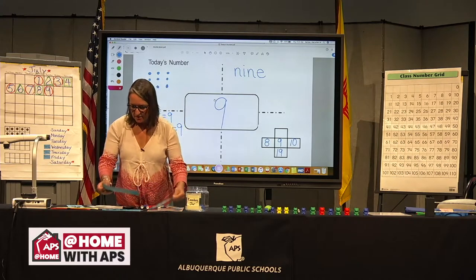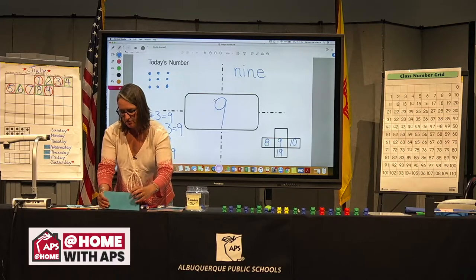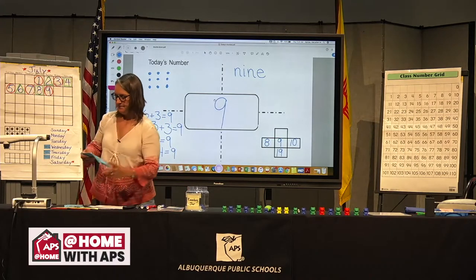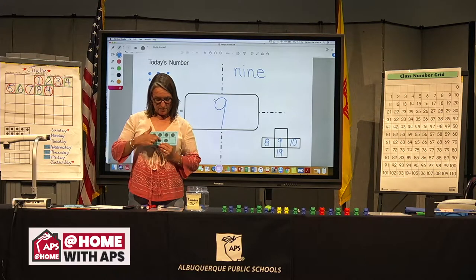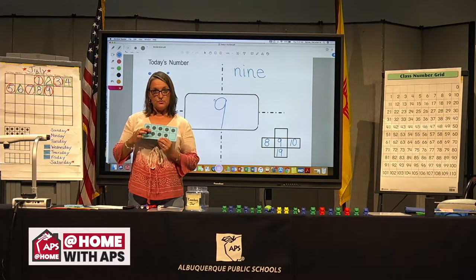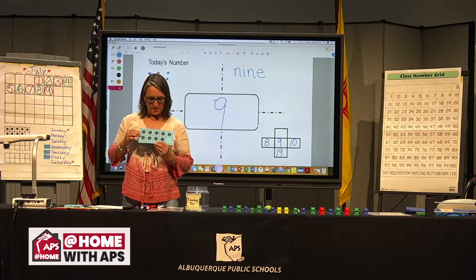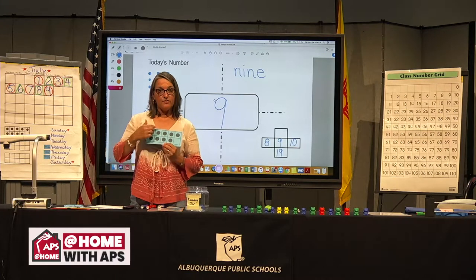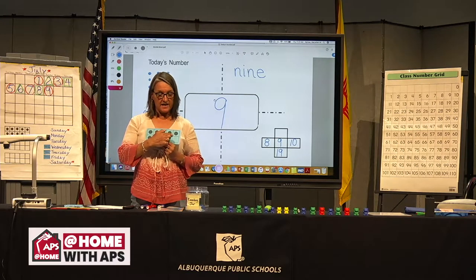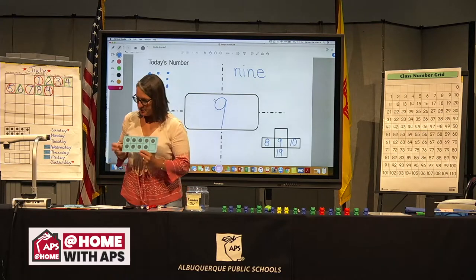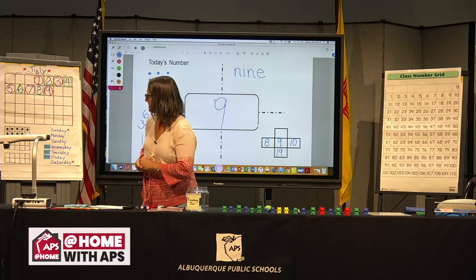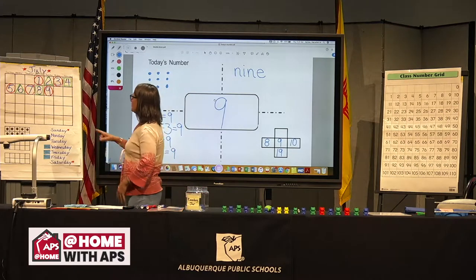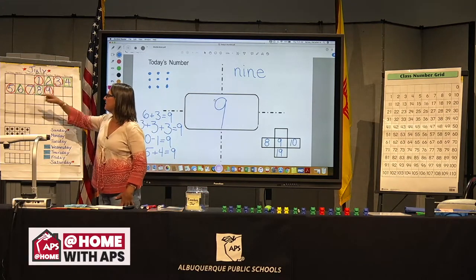Did you notice something about all of those numbers when we looked at them on frames? They are odd numbers because when we look at them on a frame, each unit, each dot that makes up the number does not have a pair. There's always one left with no partner. So our pattern ended up to be that our red circles were on all odd numbers.